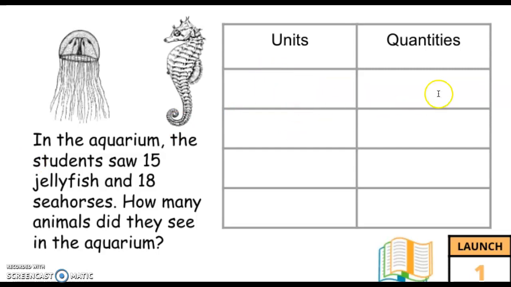What units and what quantities would you write here? I would write, for example, 15. That's a quantity because it's a number. And I would say jellyfish are the units. There are 15 jellyfish. I would also write 18, that's a quantity. And then I would think that the units are seahorses because there are 18 seahorses. Let's keep going.